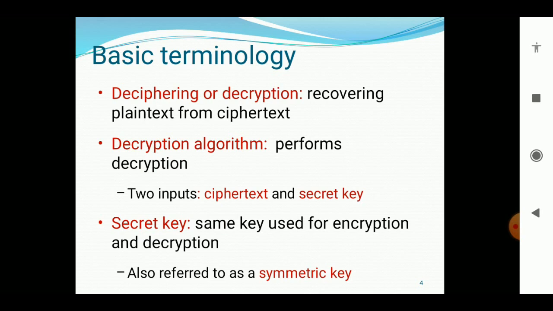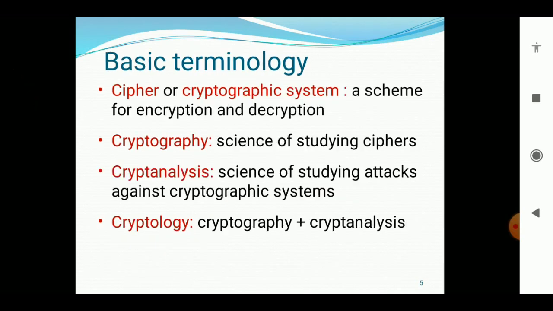The decryption algorithm performs the decryption operation. That is, at the receiver end we receive the ciphertext, process it with the secret key, and get the original plain text. That process is called the decryption algorithm. The secret key in a symmetric algorithm is the same key used for encryption and decryption, so it is also known as a symmetric key, a conventional algorithm, or a single key algorithm. These are the other names.